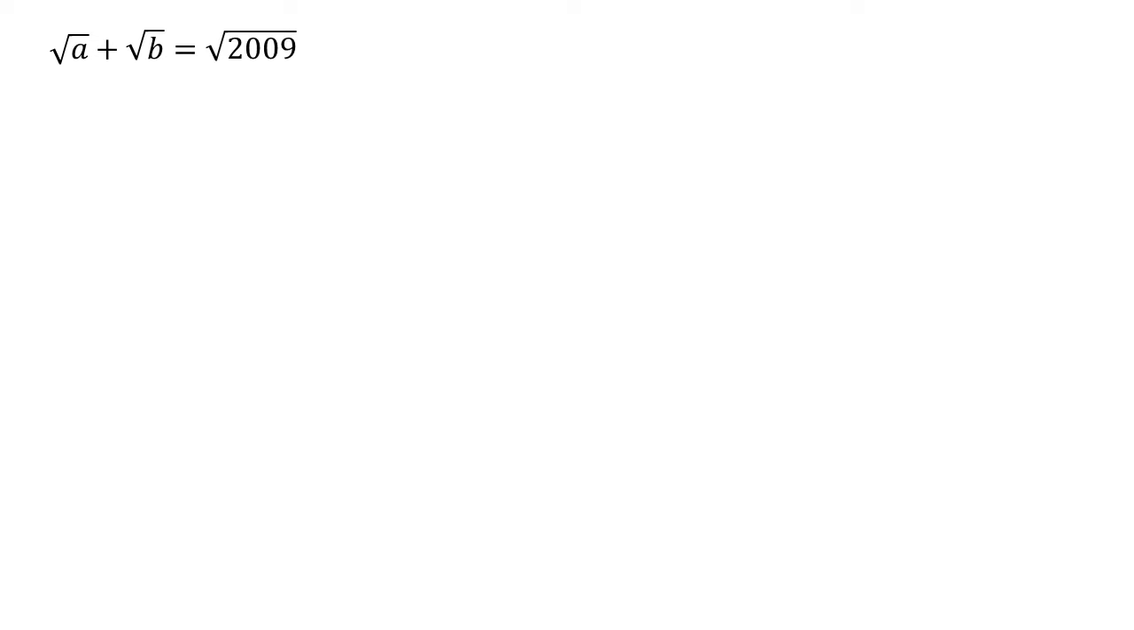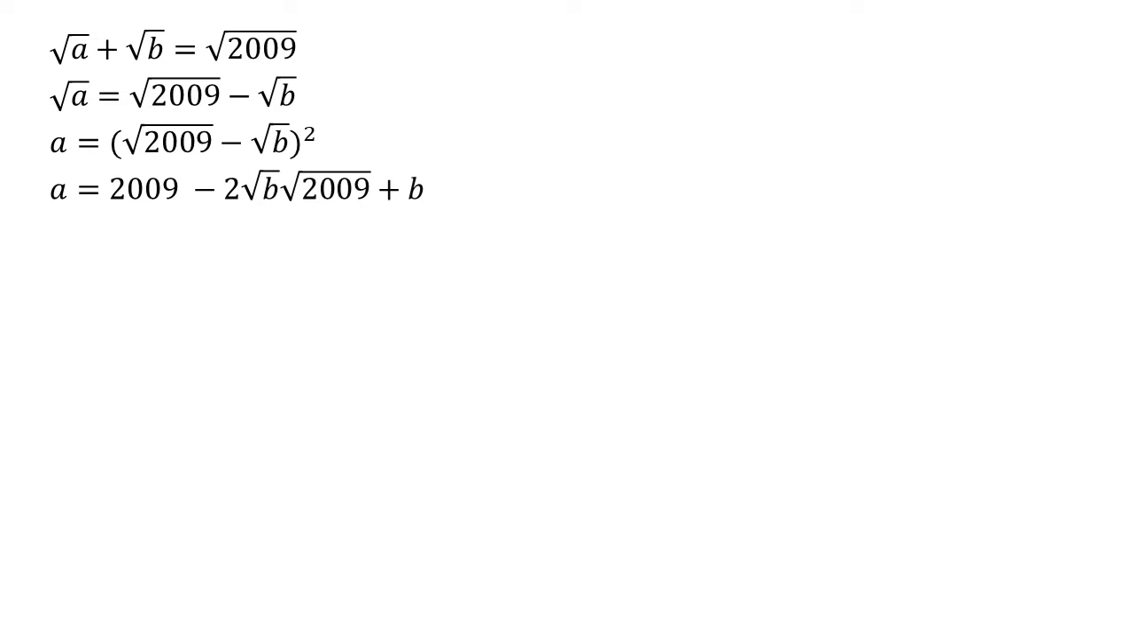So great, we get 2009 on the right hand side, we'll get an a plus b on the left, but on the left we'd also get two lots of root a root b. It's not looking like there's much to do with that method, so what we're going to do instead is subtract root b from both sides before we square. So we now get a equals the square of root 2009 minus root b. So a is equal to 2009 minus 2 root b, root 2009, plus b.